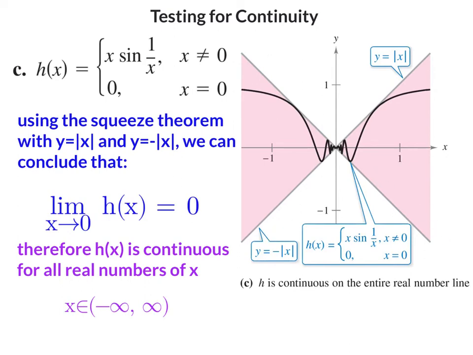And so I know that the limit of this function as it approaches 0 is going to end up at 0, because there's not a discontinuity there. That means that this function is continuous for all real numbers of x, so that's negative infinity to positive infinity.